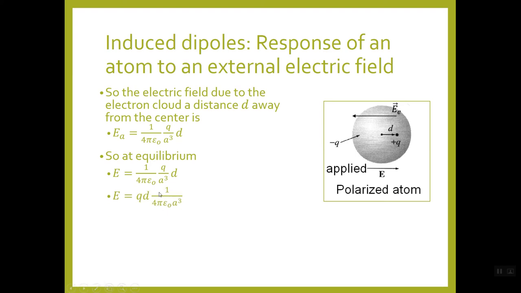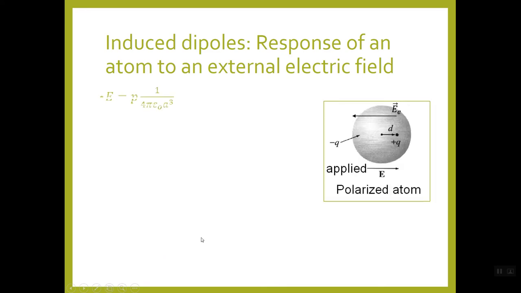Okay, so I just rearranged that a little bit. P is QD, the dipole moment of our physical dipole. So we have E is equal to P times 1 over 4 pi epsilon naught A cubed. So we can rearrange to get the dipole moment is equal to this something times E. We can compare it to what we had before. We wanted to find this alpha.